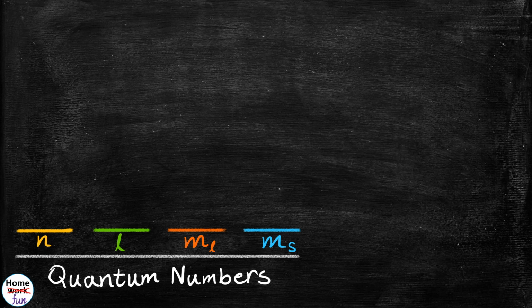Level number 1, n equals 1. In the first level, you have only one sublevel, and we show that sublevel by number 0. So we're giving the address of the electron: level 1, sublevel 0. In sublevel 0, the magnetic quantum number is 0. You have only one orbital in sublevel 0. Orbital means the location where the electron is probable to exist.